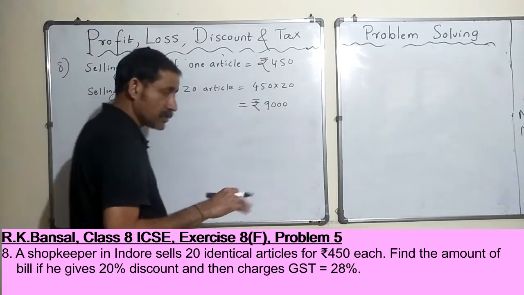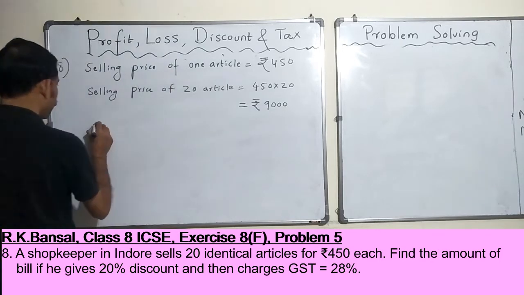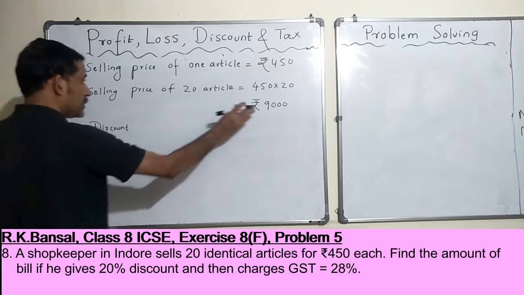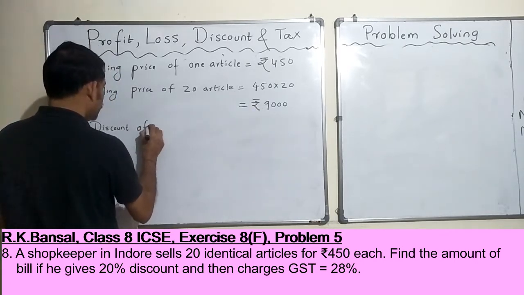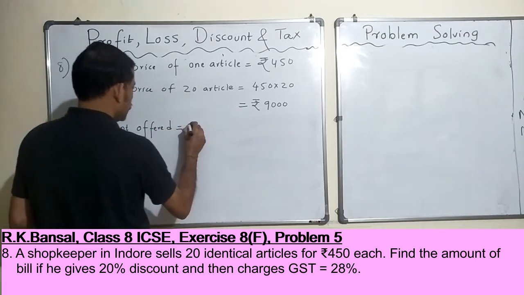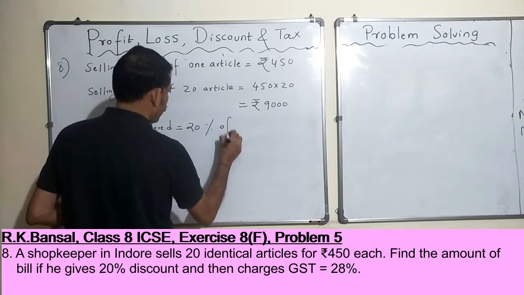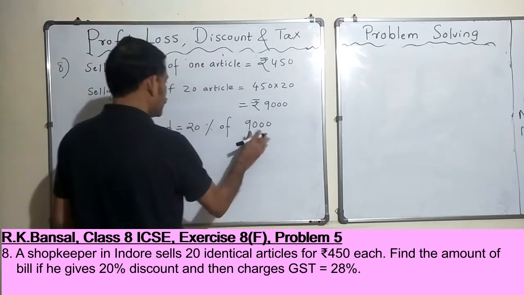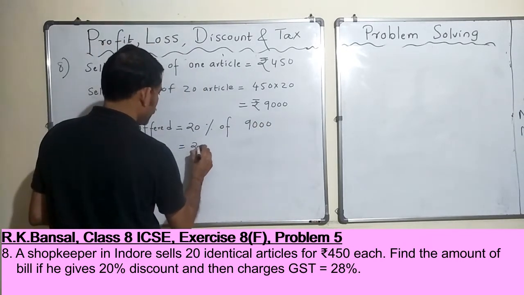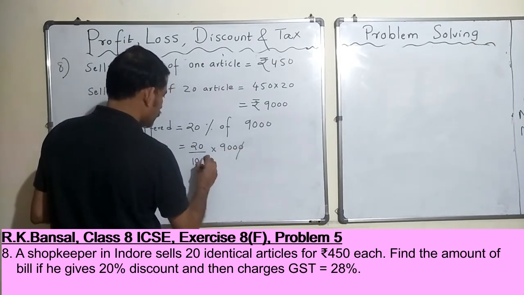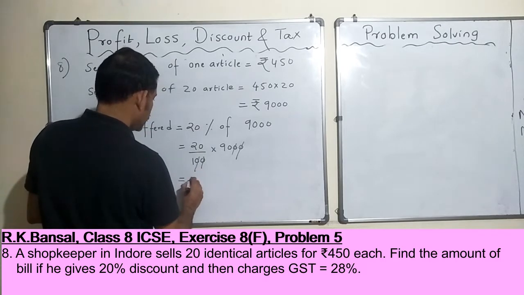Now he also wants to give a discount. So let us see. Discount offered. So this is the price, but he is saying on this I'll offer you some discount. Discount offered is equal to how much? It is 20% of 9,000. So 20 by 100 into 9,000. Discount is rupees 1800. So this is the discount amount.